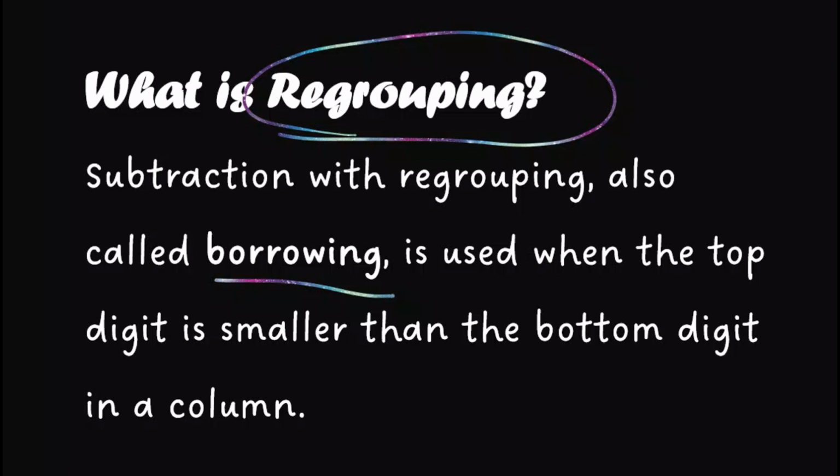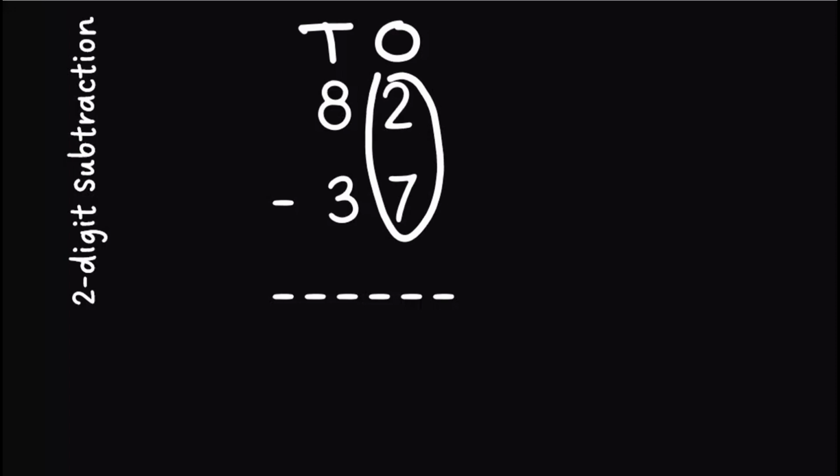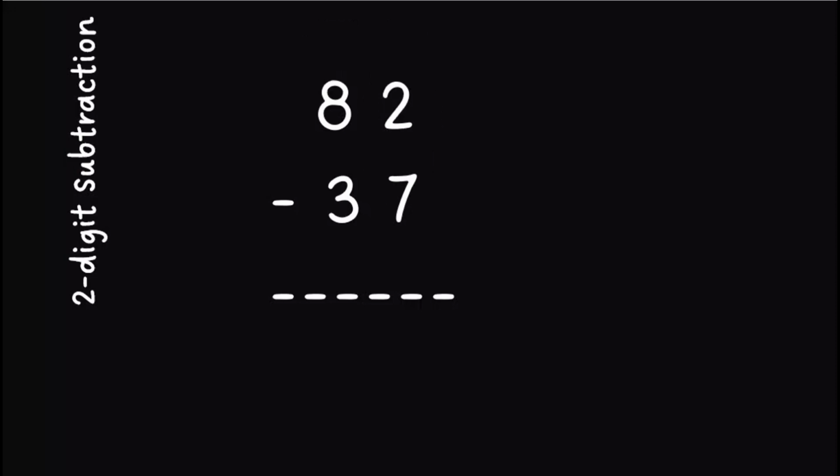Now let's see in the examples. Here we have a two-digit subtraction example, and let's see from which side we will start solving, from ones or tens. Yes, we'll start solving from ones: 2 minus 7. How can I take away 7 out of 2? Can I do this? No. So what will we do?